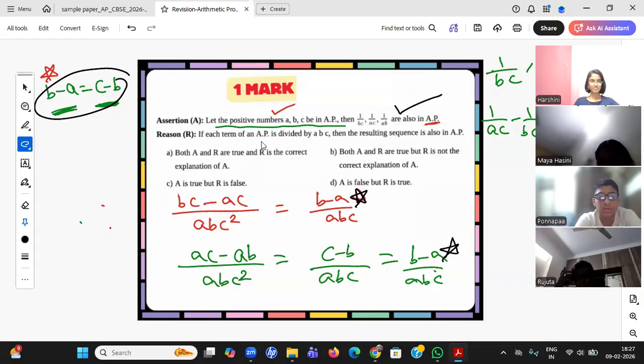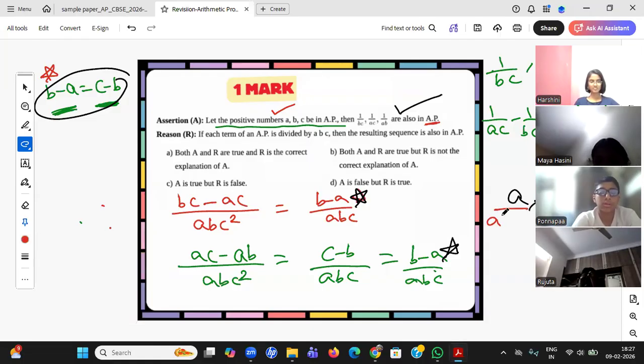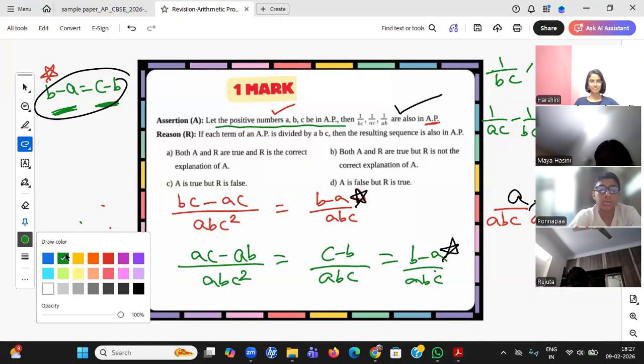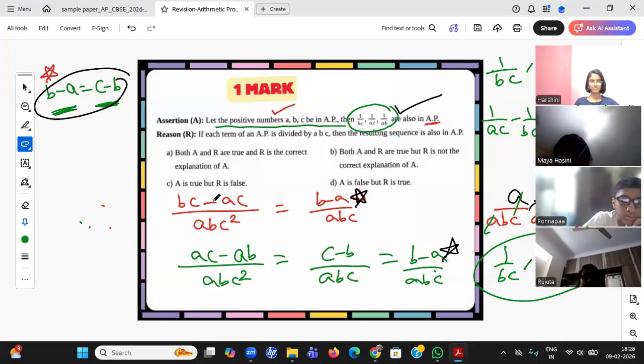Okay. If each term of AP is divided by ABC, then the resulting sequence is also in AP. What is each term? A, B, C are the terms. Now he said each term is divided by ABC. So let me divide them by ABC. What will I get? A cancels, B cancels, C cancels. 1 by BC, 1 by AC, 1 by AB. What are these? These are again the first case only. So absolutely both A and R are true, and R is the correct explanation of A.